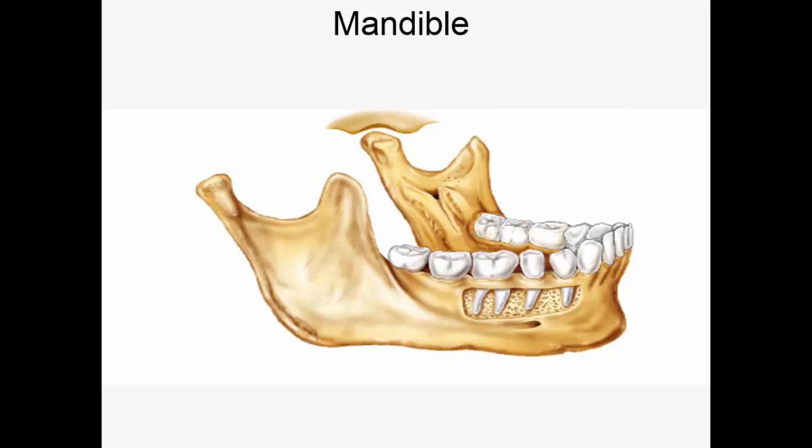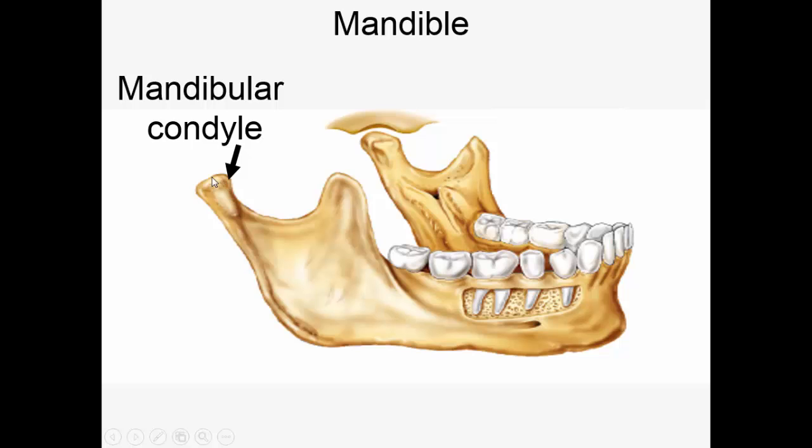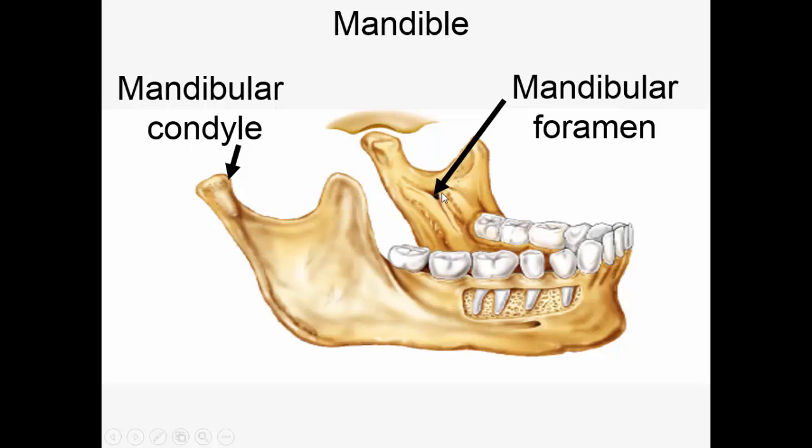The mandible, the only movable bone of the skull, has the mandibular condyle. This is what's going to fit into the mandibular fossa on the temporal bone. We have the mandibular foramen. Nerves that go to the teeth come in here. And then we have the mental foramen. This is in the chin area. This also has nerves that go to some of the teeth.